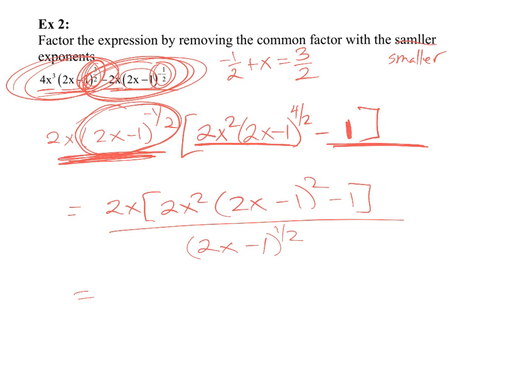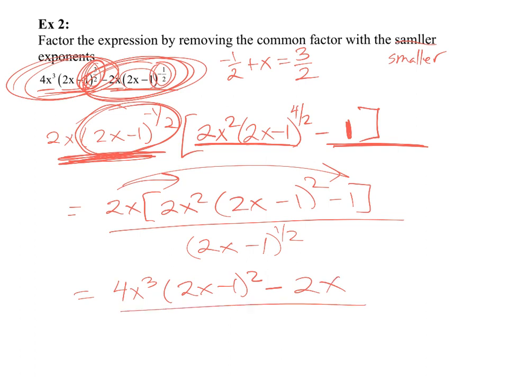Well, I have 2x on the outside. I'm going to multiply here. So I get, let me go back, I'm just going to distribute this here. So I end up with 4x cubed times 2x minus 1 squared and minus 2x, and over 2x minus 1 to the half power.